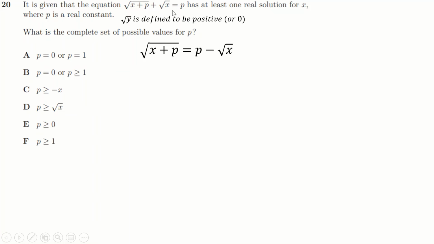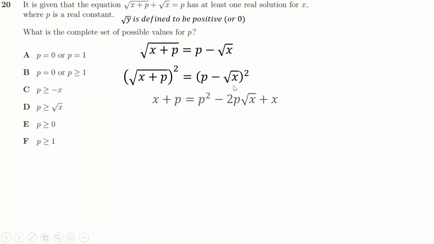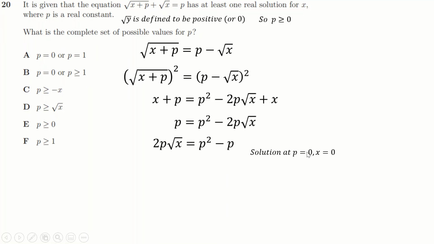I'm just going to take away root x from both sides, then I'm going to square both sides. Now this squares easily. This makes sure you square by expanding out the brackets properly, and you get this. Now the x's nicely go away here, and now I'm going to move this to the other side and move the p over. And now I notice I have a p across every term. Now, if p was 0, then I'd have root x plus root x is 0, and that's fine as long as x is 0. So p equals 0 is a solution if x is 0.